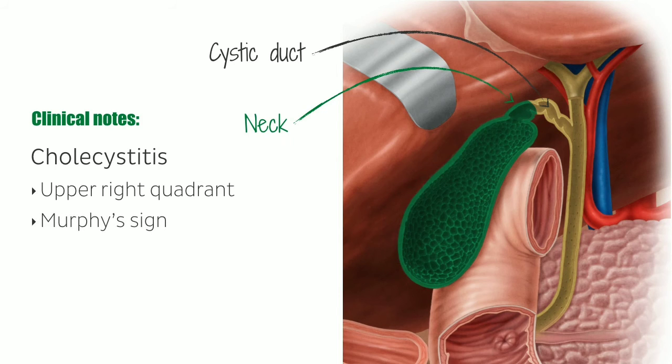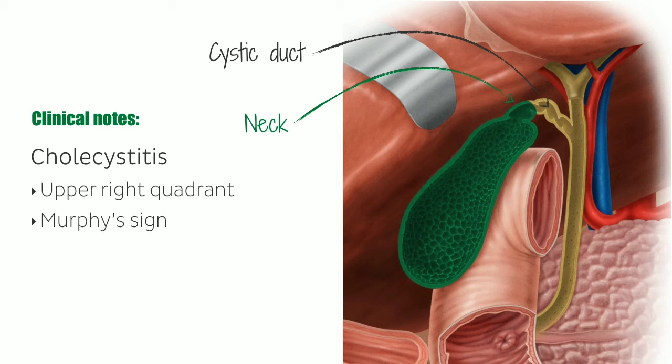sign. This sign is very important in clinical practice, especially in the differential diagnosis of acute abdominal pain, and is tested by first asking the patient to breathe out. A hand or fingers are then placed below the costal margin on the right mid-clavicular line, the approximate location of the gallbladder. The patient is then asked to breathe in, and if they wince in pain, this is considered a positive test. However, this must be confirmed by ensuring the same manoeuvre doesn't cause pain on the left-hand side.